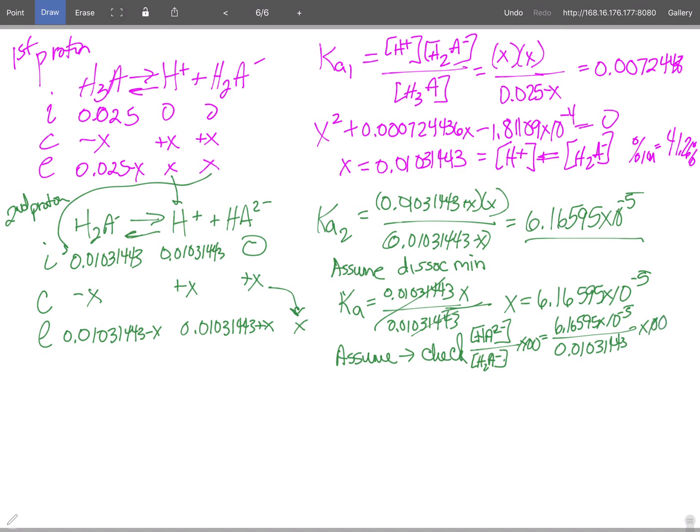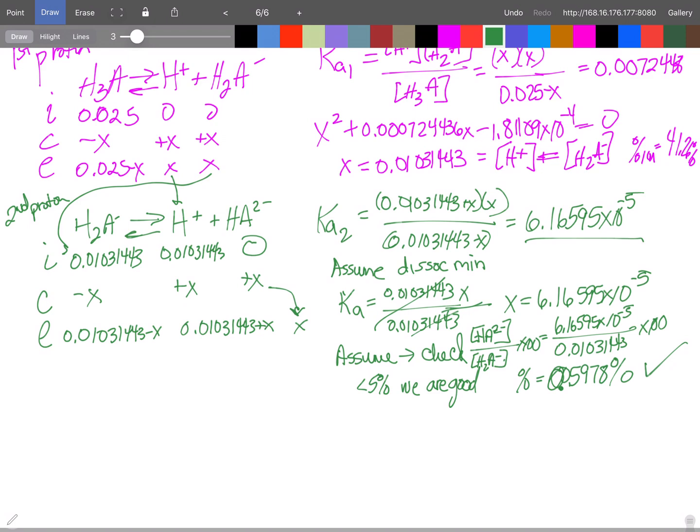So our percentage is going to be equal to 0.0598%. So it is less than 5%. We are good. And it is. So here's my check, and I can make that assumption.